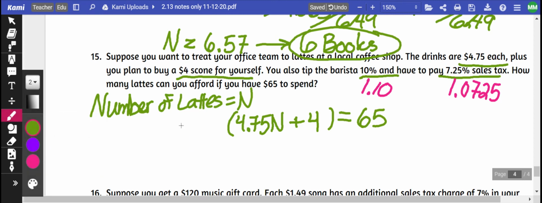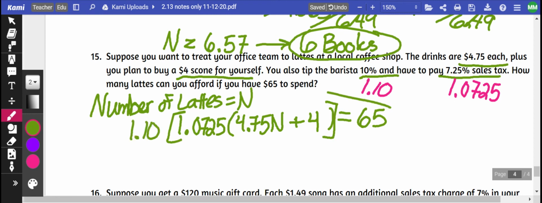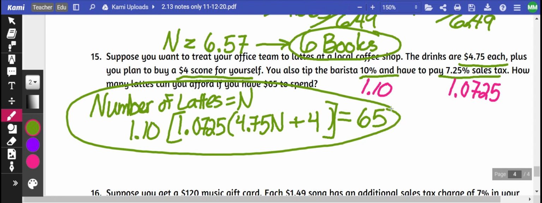All right, so I'm going to have the tax first applied, and then the tip. On this one, we're only able to first divide by these two numbers because this number is in parentheses with something that's added. So we're first only going to divide by 1.10 and 1.0725.